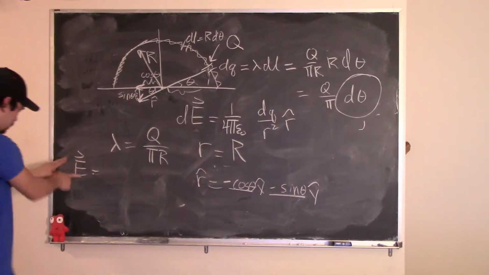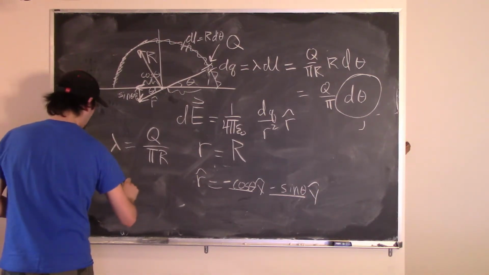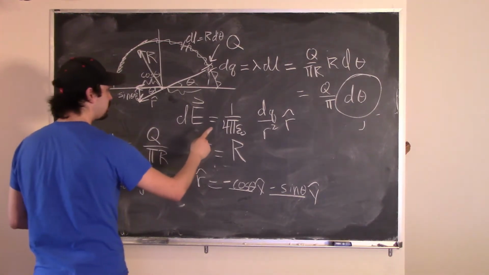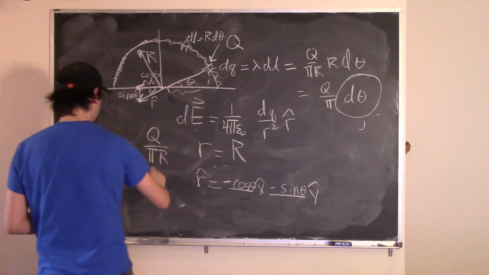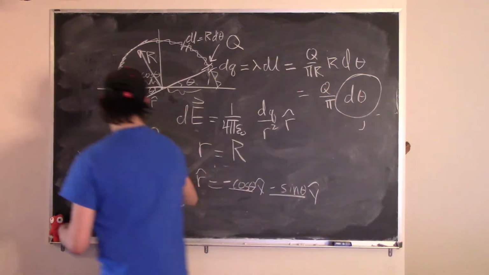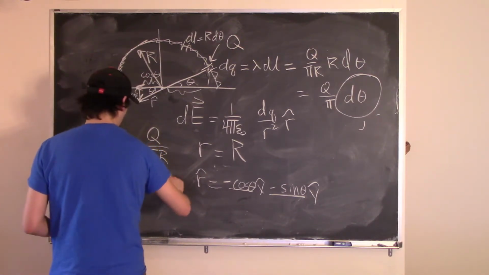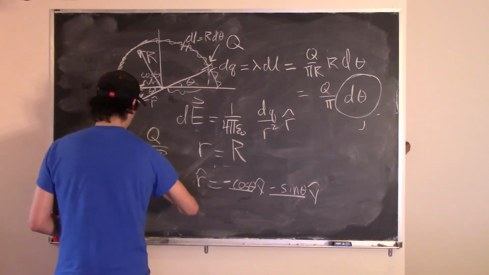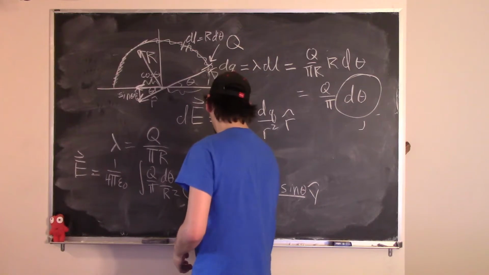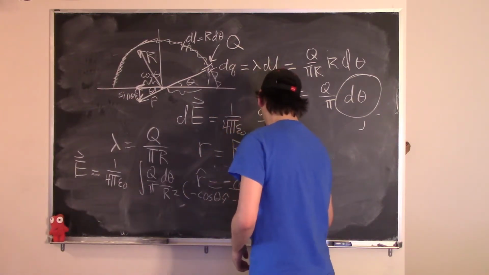Okay, so E vector is going to be equal to 1 over 4 pi epsilon naught times the integral of, this is going to be lambda, which is, well, it's this term here, so this is going to be q divided by pi times d theta divided by r squared times r hat. And so this is times minus cosine of theta x hat minus sine of theta y hat.